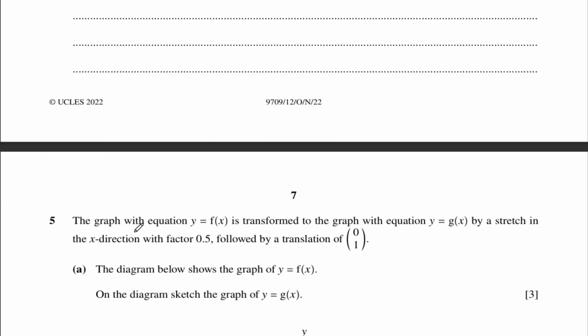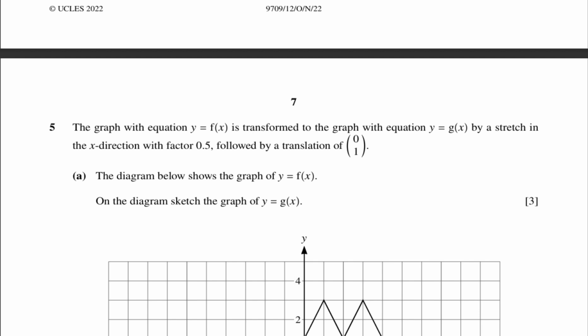Question number 5. The graph with equation y equal f of x is transformed to the graph with equation y equal g of x by a stretch in the x direction with a factor of 0.5 followed by a translation of (0, 1). So that's what he was saying, that it was translated by (0, 1). On the diagram, sketch the graph of y equal g of x.